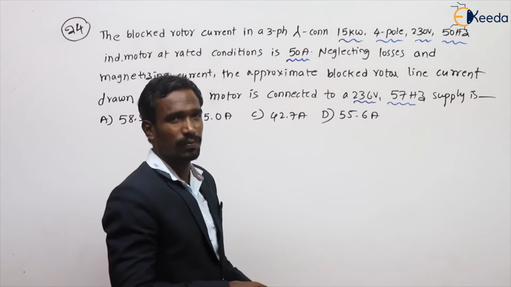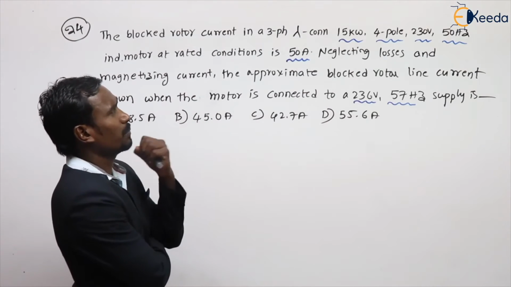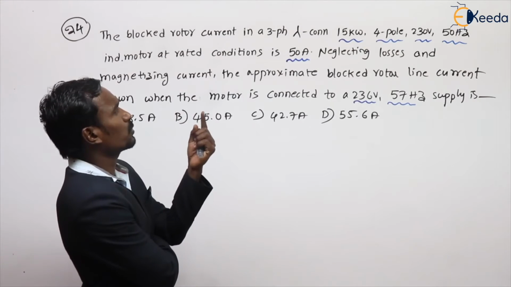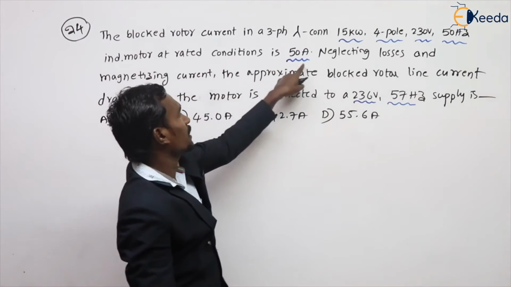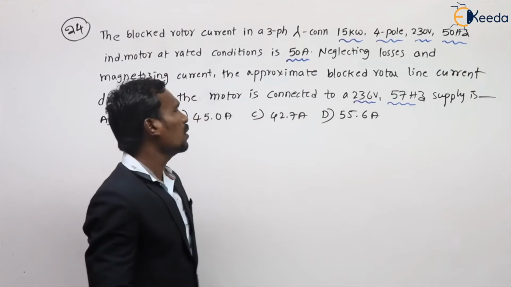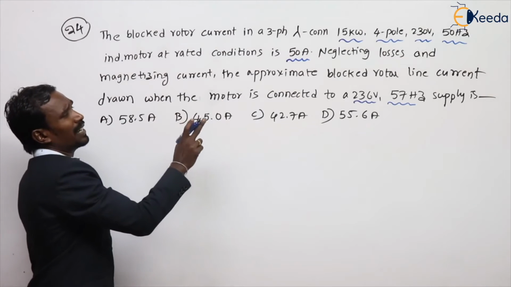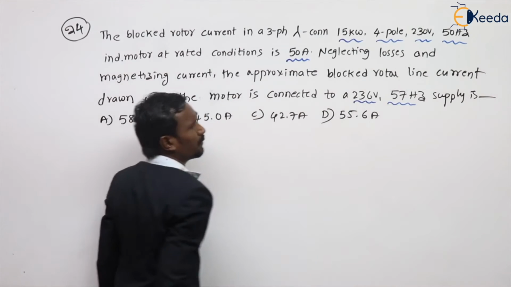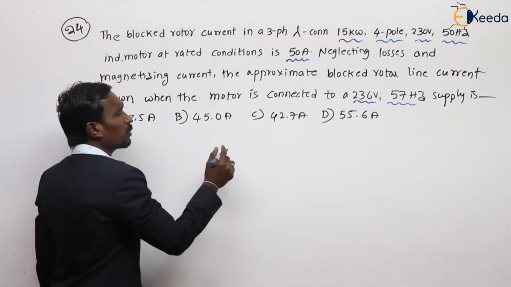This is the question. Let's see. The blocked rotor current in a 3-phase star connected 4-pole, 230 volts, 50 Hz induction motor at rated condition is 50 amperes. So what do they want here? They want the current at the given values. First of all, I am going to draw the blocked rotor circuit.